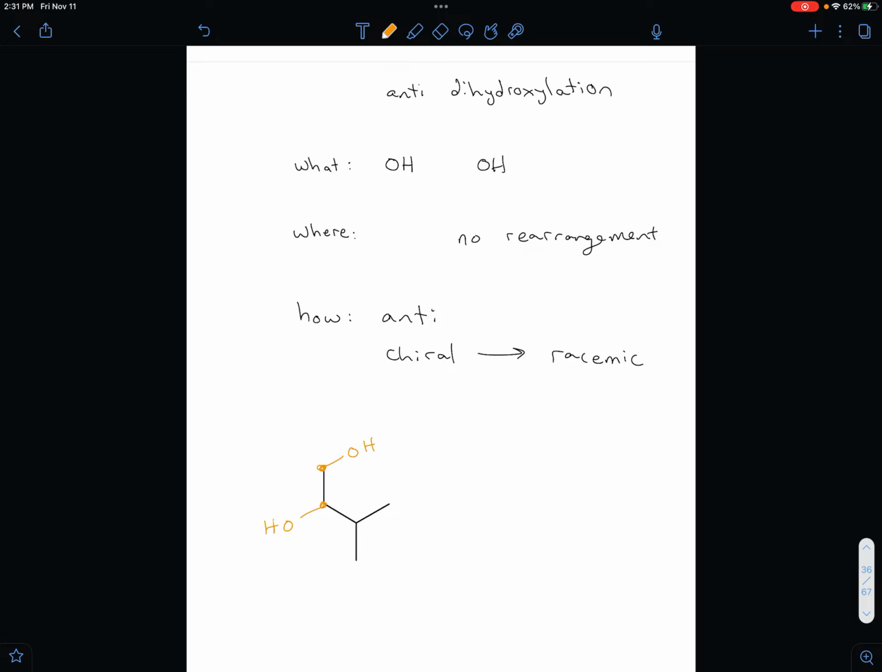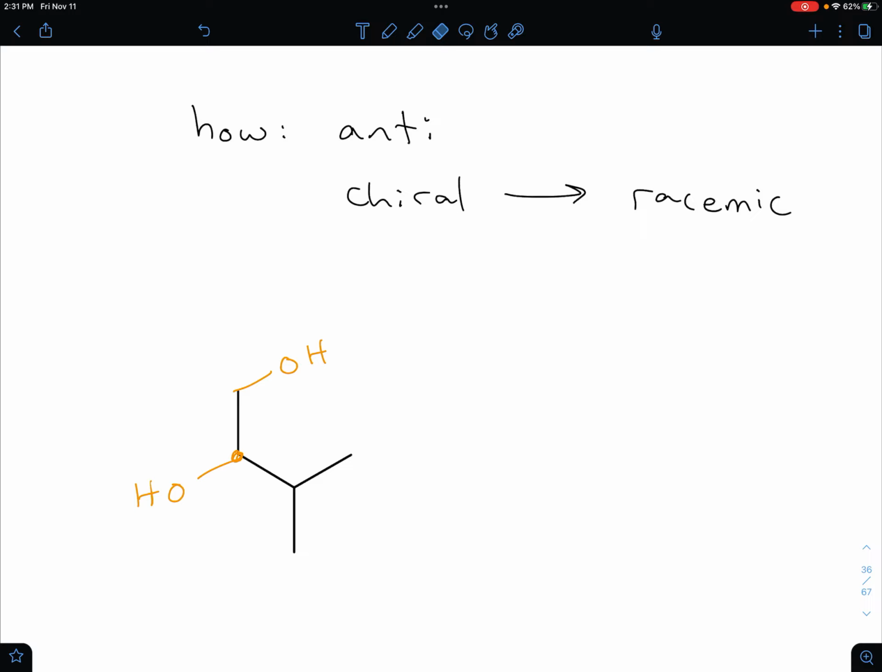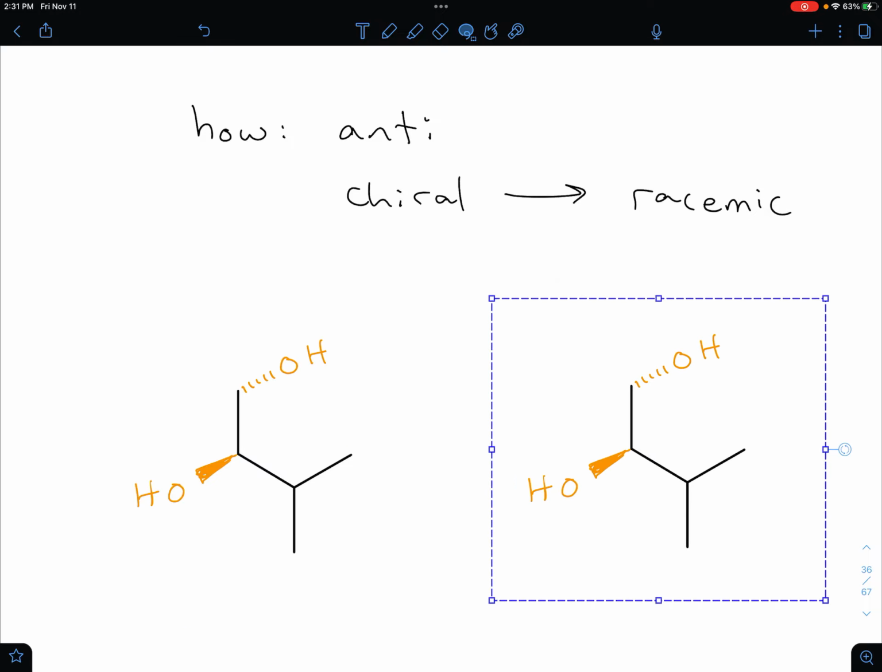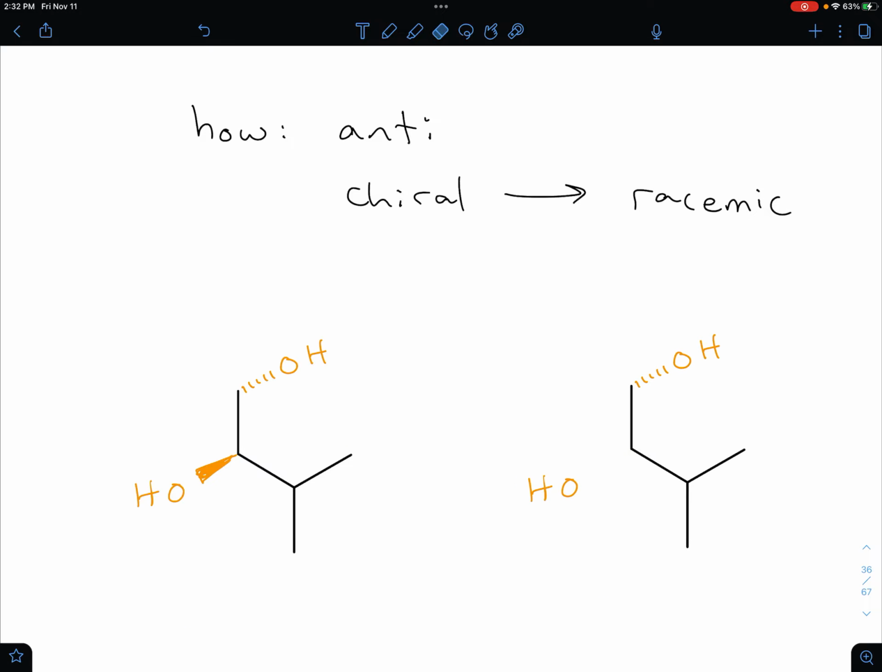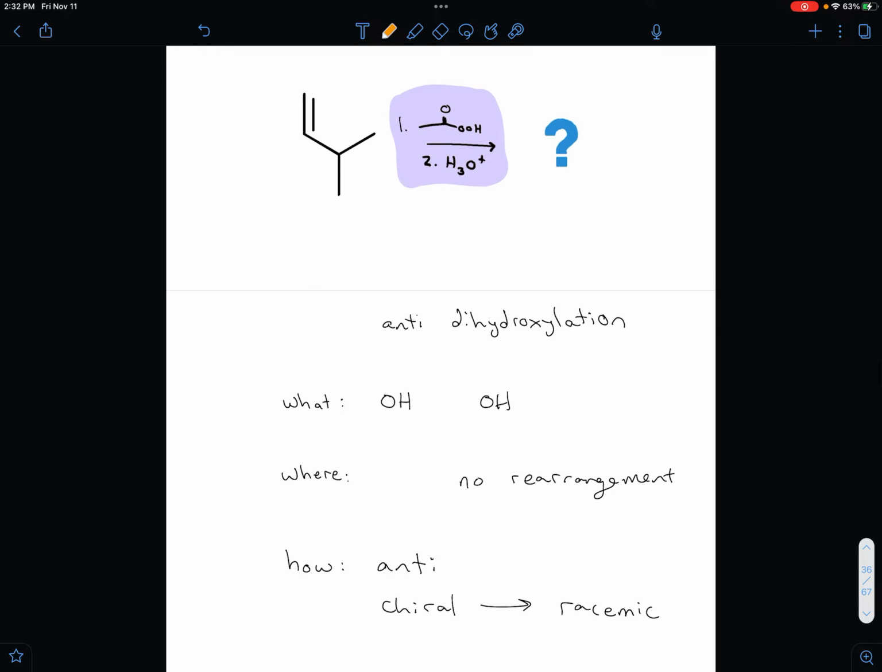Now, we do have a chiral center here, so it's important that we draw the direction of the bonds. And I'll just draw both of them. And because this is anti-dihydroxylation, one of these OHs will be coming out at us, the other will be going away. And we'll have a racemic mixture where the directions switch. So the one that was coming out at you will now draw going away. The one that was going away will now draw coming out at you. And you would end up getting both of those products in this particular reaction.